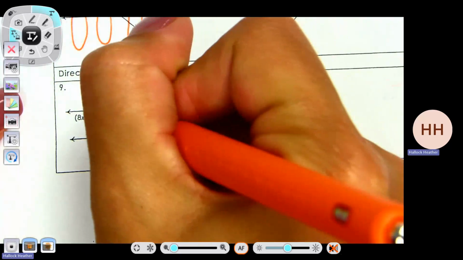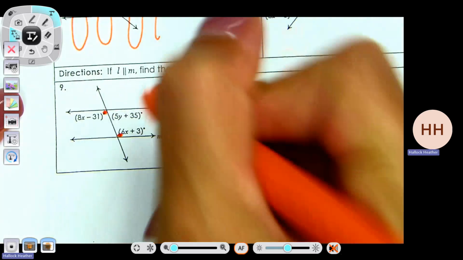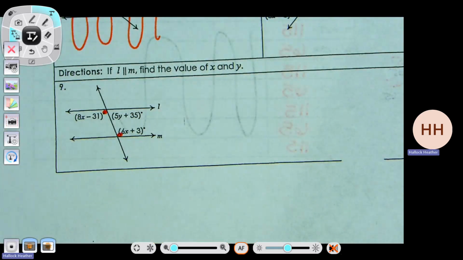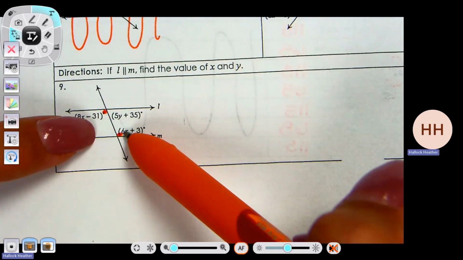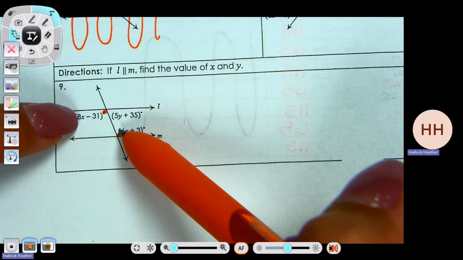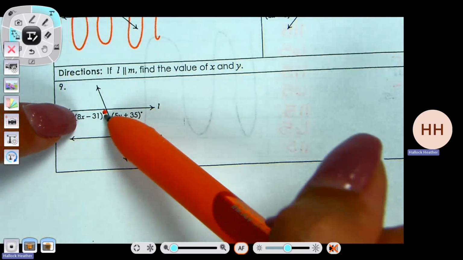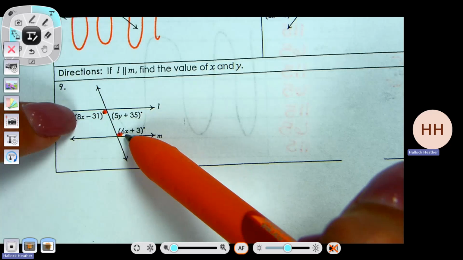So x is here, x is here. Do those equal, or do they add to make 180? Nope, they are equal to each other. They are alternate interior. This is obtuse, this is obtuse. They jump across the transversal. Anytime they jump across the transversal, they're congruent.